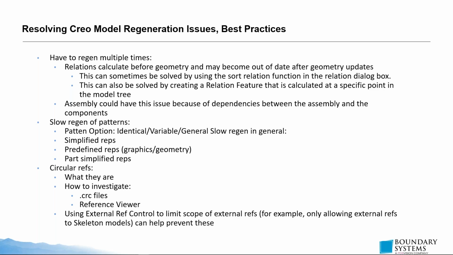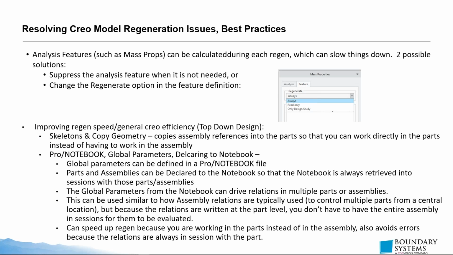We also look at analysis features. Sometimes we have analysis features in our model tree because we want to make sure that certain values continue to be updated. An example is mass properties. Mass properties in your model can actually slow down your regeneration, because if you're looking at the assembly, it could run that calculation for every part that gets regenerated in the model.